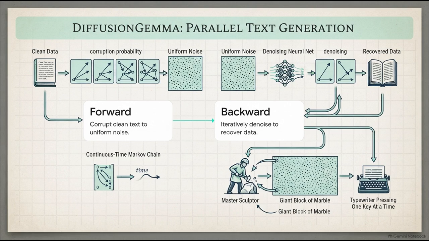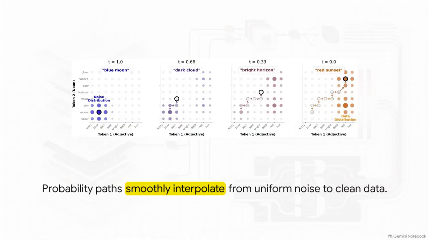Think of it this way. If an AR model is that typewriter pressing one single key at a time, a discrete diffusion model is more like a master sculptor. It starts with a giant block of marble, which represents pure noise, and it chips away at the entire block simultaneously, until the final sequence of words is completely revealed. And you can actually visualize the geometry of that state space, that exact sculpting process in action.